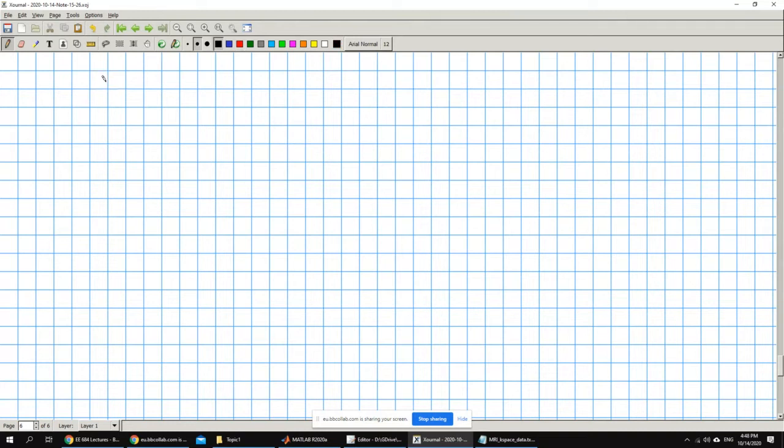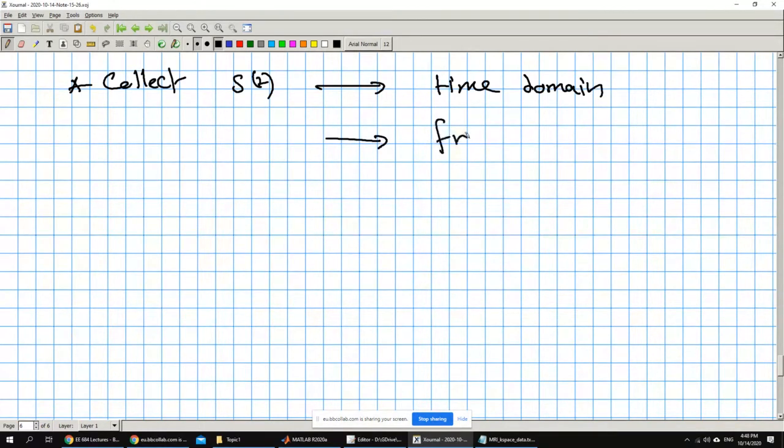For example, if I wanted to collect a particular signal, S of t, basically I can collect it in the time domain, or I can collect it in the frequency domain. In this case, I will be acquiring S of omega. And once you acquire one of them, you have the other.